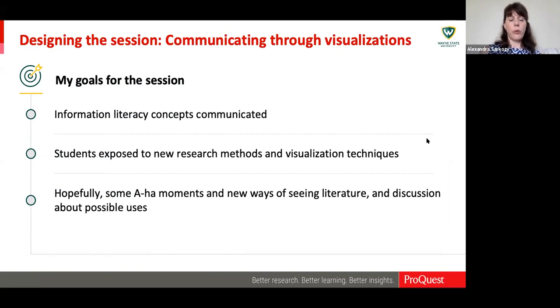My goals for the session were to essentially communicate information literacy concepts, to expose students to new research methods and visualization techniques. My goal was not to explain algorithms. It was not to explain the math or the back end, or really having students have a solid understanding of them. I wanted them to be exposed to new ways of understanding literature, and hopefully generate some aha moments. I wasn't sure how it was going to go, but these were the outcomes I had in mind when I was designing the session.